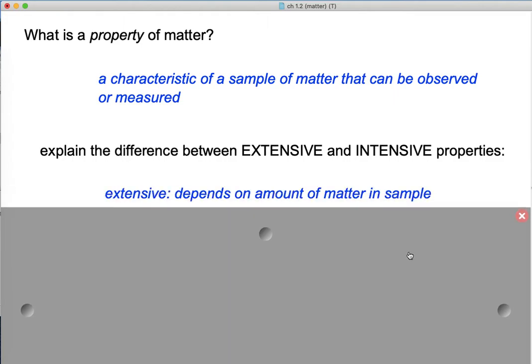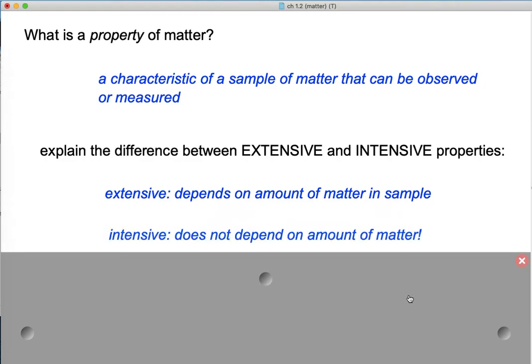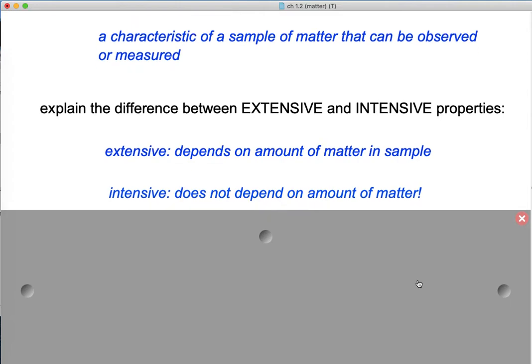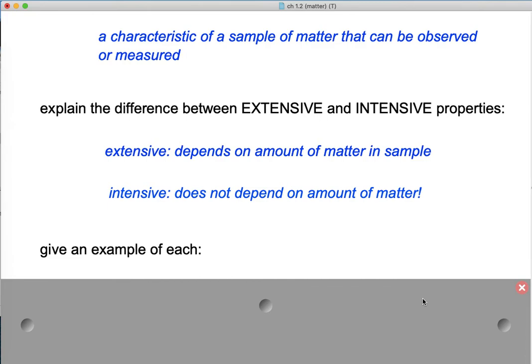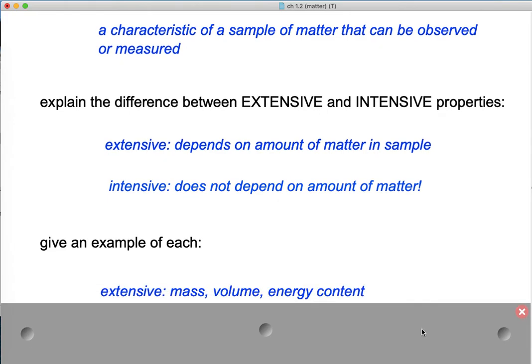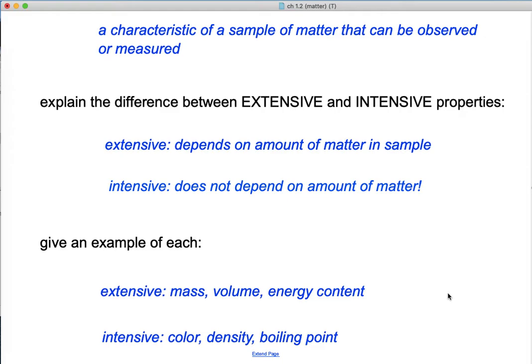An extensive property is a property that depends upon how much stuff you have in your sample. Okay? Whereas an intensive property is the same whether you have a small amount or large amount. It doesn't depend upon how much you have. Examples of extensive properties would be mass, volume, energy content, because all of these depend upon how much matter you have. But intensive properties would include color or density or boiling point. Those properties are the same whether you have a very small sample or a very large sample.